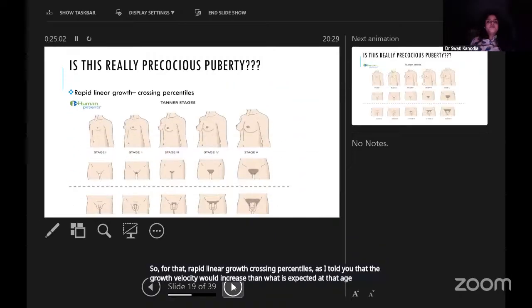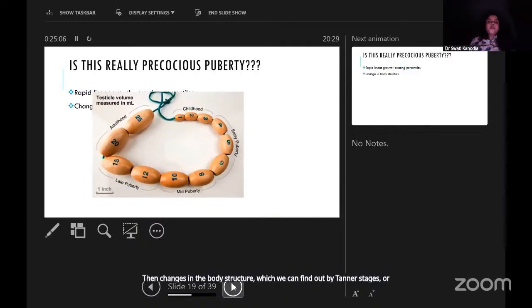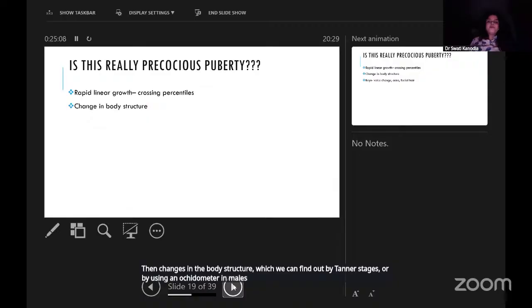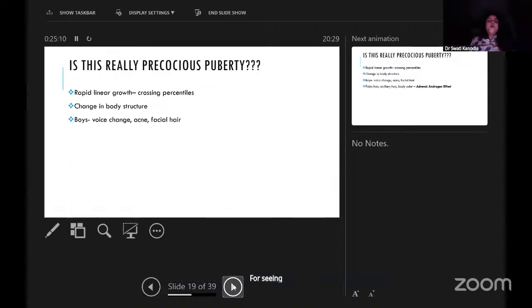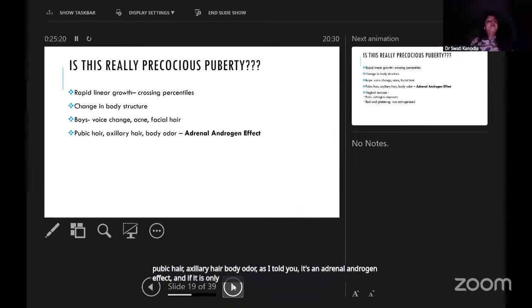Then look for changes in the body structure, which we can find out by Tanner stages or by using an orchidometer in males for seeing the testicular volume. In boys, there's voice change, acne, facial hair, pubic hair, axillary hair, body odor. As I told you, it's an adrenal androgen effect. And if only these things are present and there is no increase in the breast in females or increase in testicular volume in males, then we term them as peripheral precocious puberty.